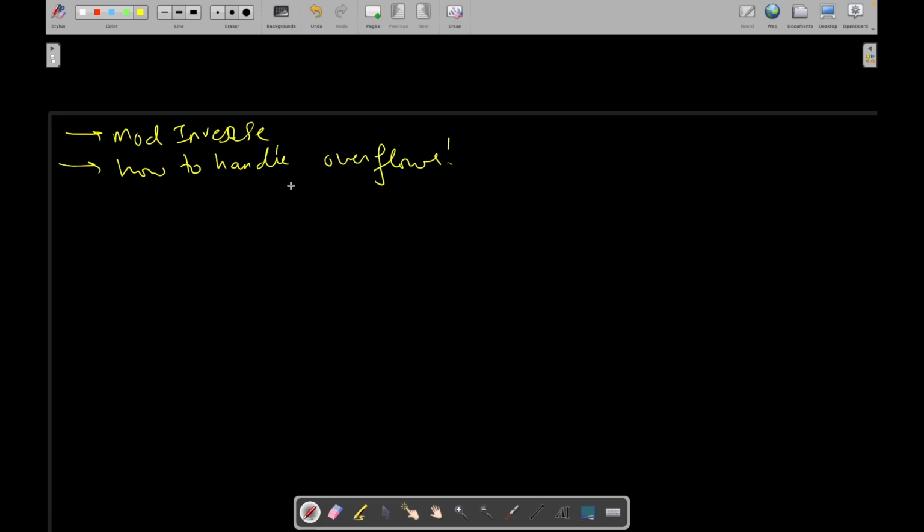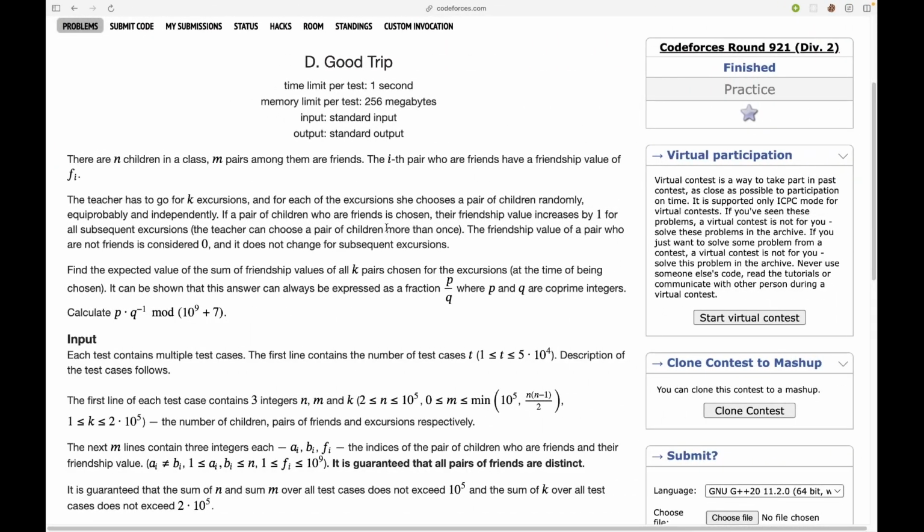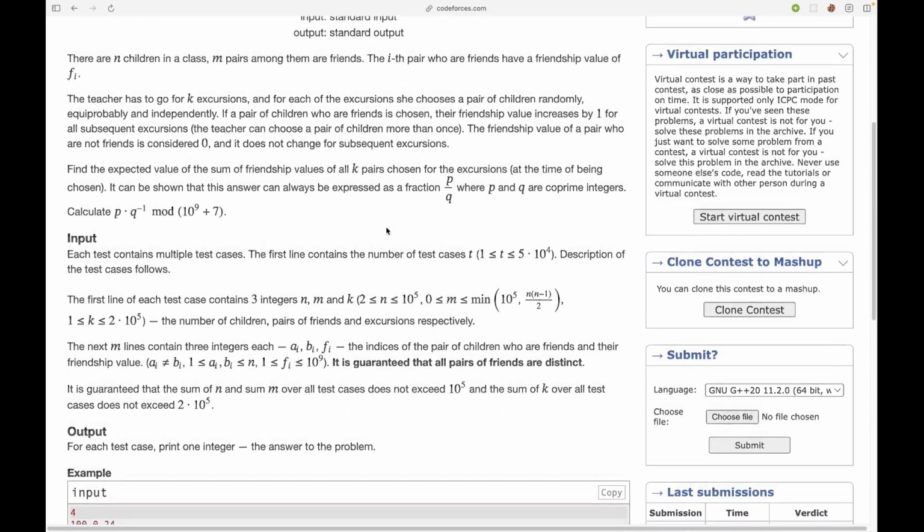Actually, even I had a problem with this on test case 4. I was getting an integer overflow. So you should be very careful with the overflows in this question, otherwise it will give you a wrong answer.